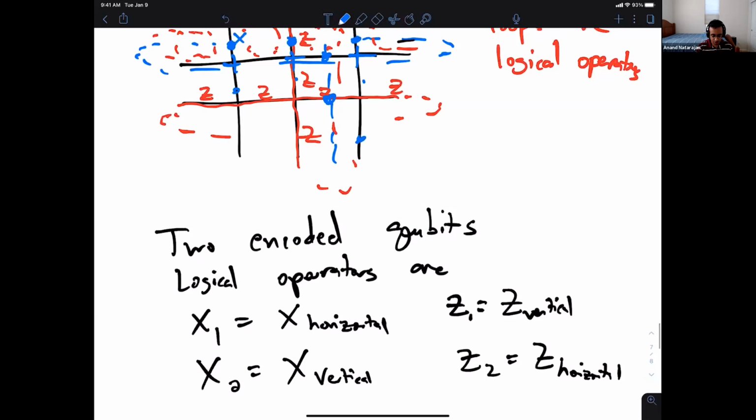Then, maybe the thing I should explain that's a little trickier is what do I mean by x1, x2, and z1, z2? Well, the code space is some four-dimensional space. So you have to map that onto the space you're trying to encode, like the space of 2 qubits. And this is supposed to act as, say, x tensor identity on that four-dimensional space. And this is supposed to act as z tensor identity on that four-dimensional space. This is supposed to act as I tensor x. This is supposed to act as I tensor z.